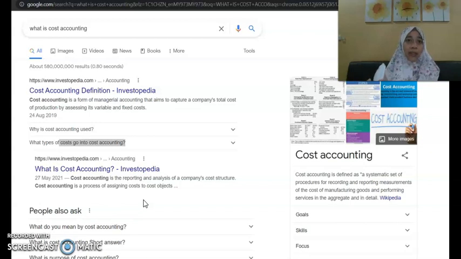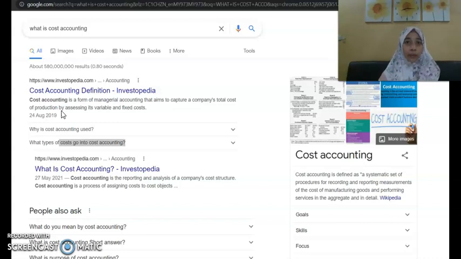So the main idea is that before you can sell your product, you need to determine the cost. So what is cost accounting? Here we see cost accounting is a form of managerial accounting that aims to capture the company's total cost of production. So the keyword here is you want to identify the total cost of production.